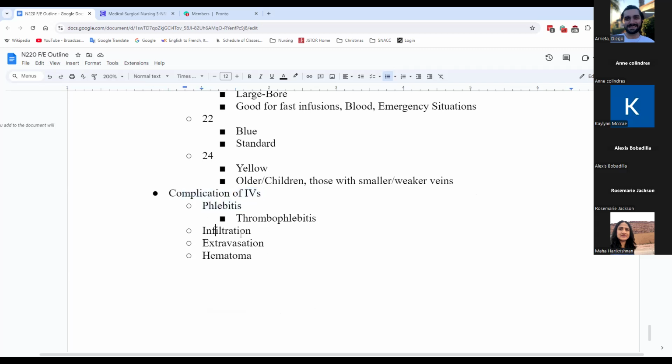So now, towards the end, just the complications of IVs. I'm sure you guys got tested on this in 212. It might come back again. Just kind of know the general idea. You got your phlebitis and your thrombophlebitis. So what does that look like?